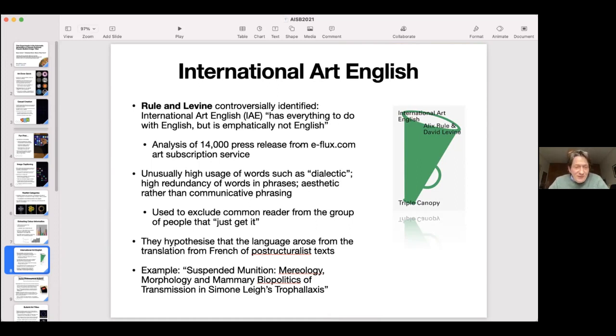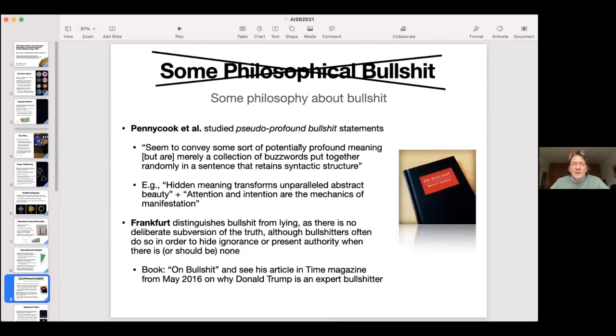Here's a great one that I found while looking through eflux.com. This is an actual title of an article written in that magazine. It's called Suspended Munition, Meriology, Morphology, and Mammary Biopolitics of Transmission in Simone Lee's Trophallaxis. That is the kind of art English which puts up a barrier and says, you're not welcome, if you go with what Rule and Levine are saying. Okay, so that's the baseline really for the bullshit generation that I use.